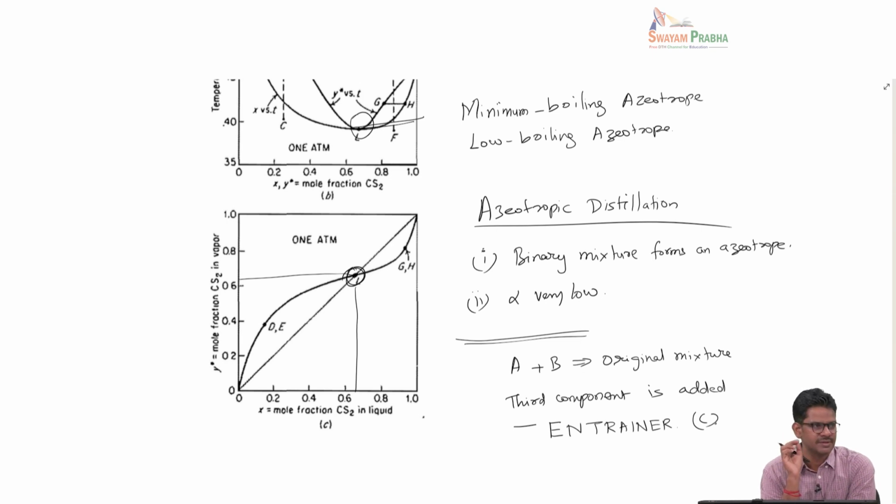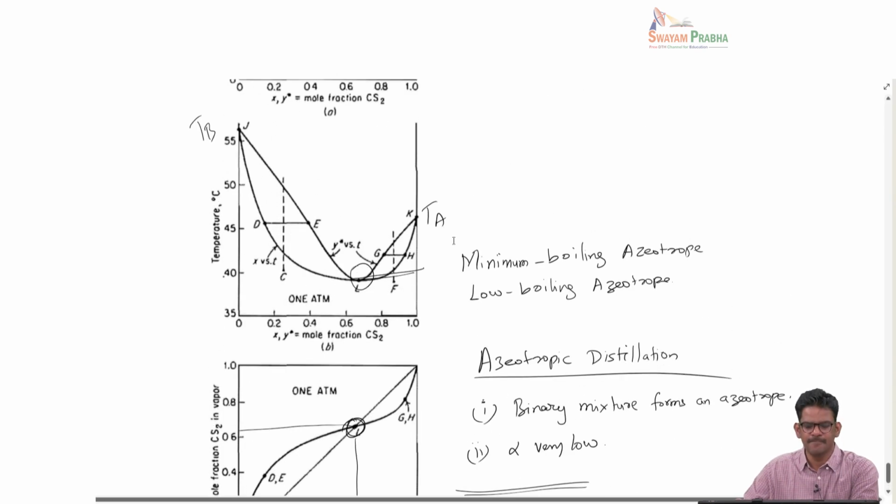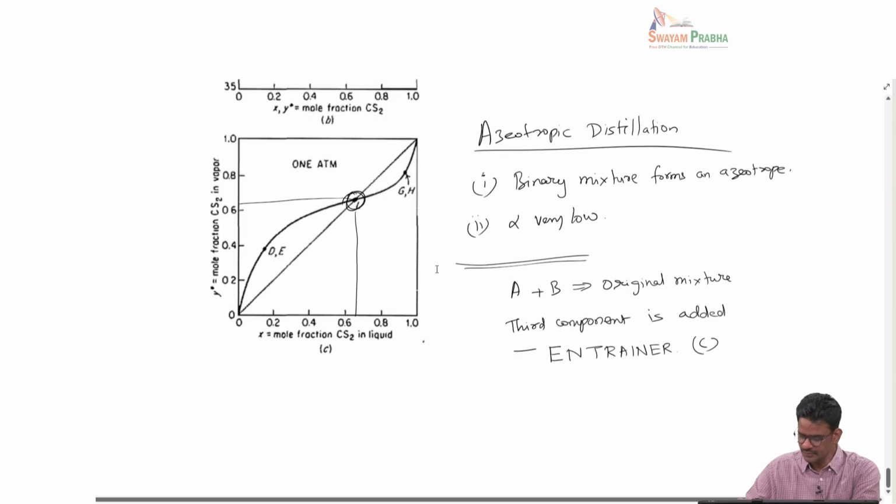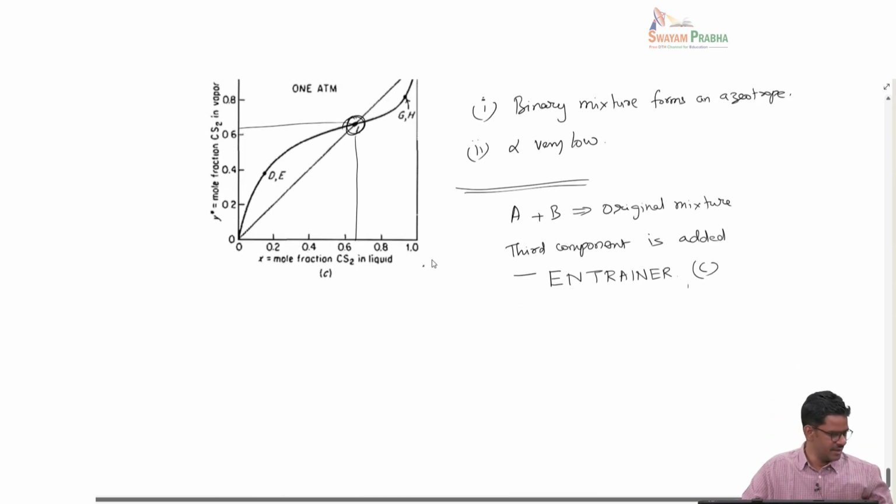That's a requirement. So the third component must be chosen in such a way that you look at various VLE with A and B, and then see which component will form an azeotrope with A or with B. So the choice of entrainer is limited by the fact that it has to make a low boiling azeotrope. Again, recall, low boiling azeotrope basically means that there is an azeotropic composition which boils at a temperature less than the lowest boiling temperature here. So that is one of the requirements.